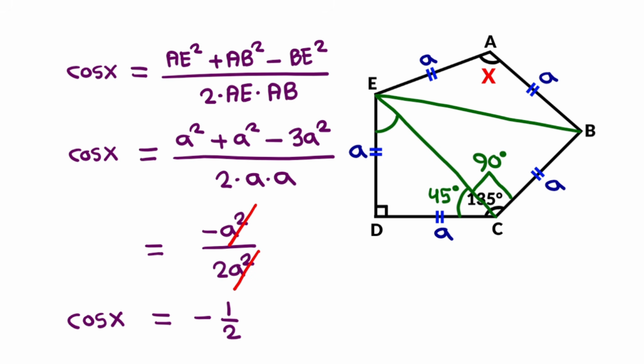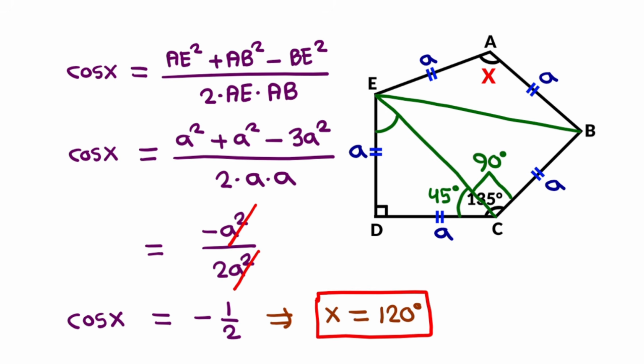And now comes the payoff. Which angle has a cosine of negative 1/2? If you know your special angles, there's only one answer: 120 degrees. Therefore, X equals 120 degrees. That's the exact measure of angle EAB.